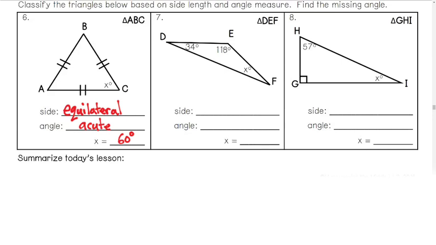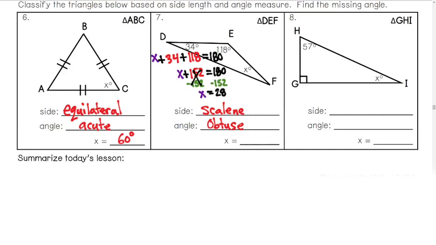On this next one, because it doesn't look like there's any sides that are the same, we would call that scalene, and then we would go ahead and add the 3 angles together to find out the degree for x, but we already know that it's an obtuse angle because that's bigger than 90 degrees. So I go ahead and add my 3 angles together, and when I go through there, I get x equals 28 degrees, which, there's no other degrees in here that are the same, so it is a scalene obtuse triangle.